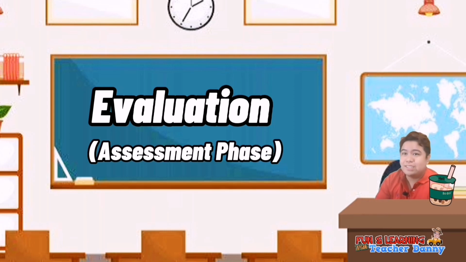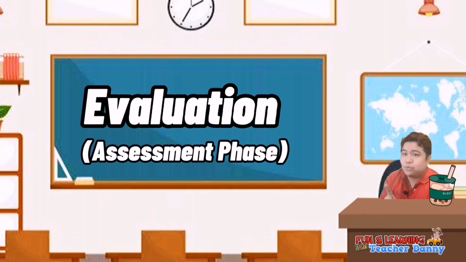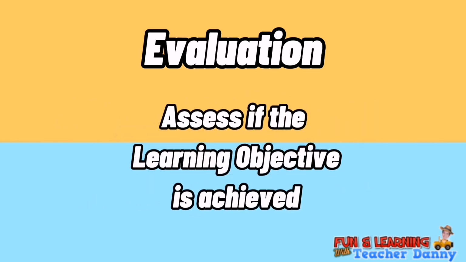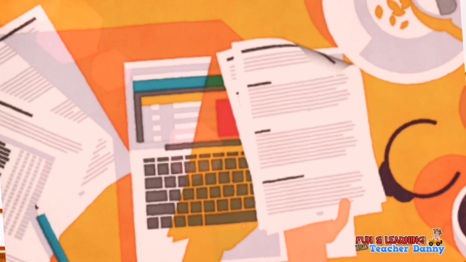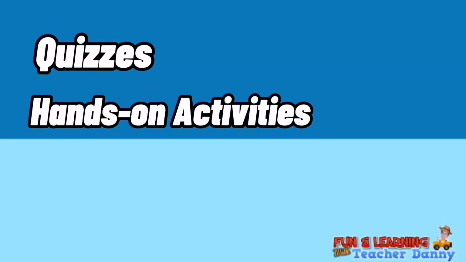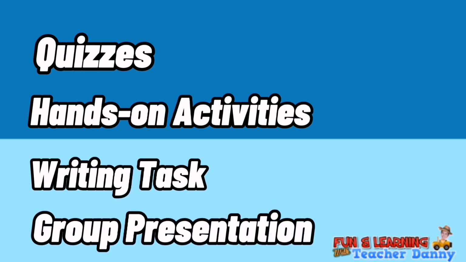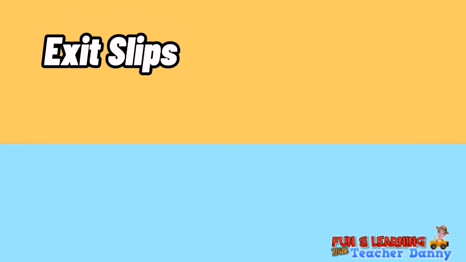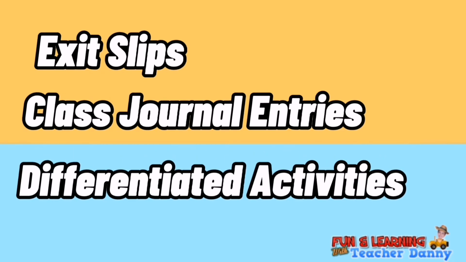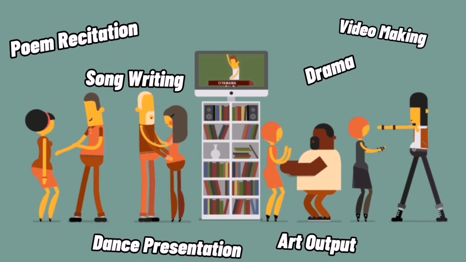Then, the ultimate part of the lesson is the assessment or the evaluation phase. This is now the phase where you measure whether your students learned the lesson information and met your learning objectives. Now, there are dozens of ways on how to measure your students' learning through formative assessments. Some of the common assessment options include quizzes, hands-on activities, writing tasks, group presentations, exit slips, class journal entries, and sometimes teachers let them do differentiated assessment and allow them to present it in front.